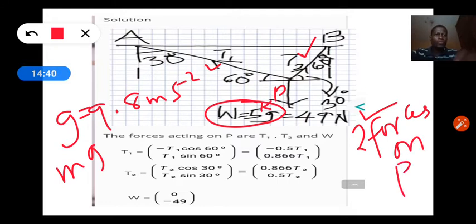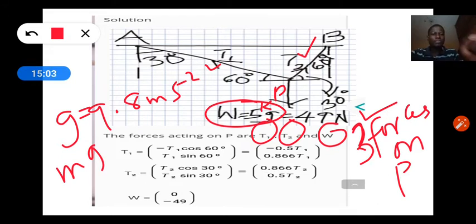The forces acting on P are three forces acting on the point P. Remember that weight is also a force. This weight is a force. There's a tension T1. There's a tension T2. There are three forces acting on that point P. There's an object at that middle point. So three forces are acting on P.